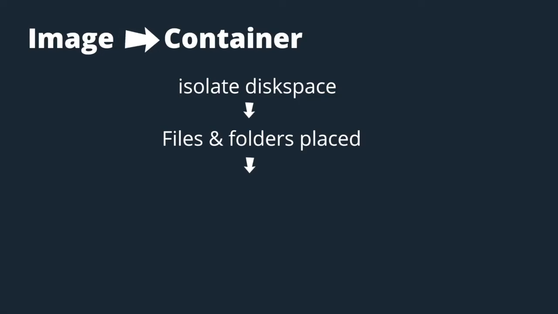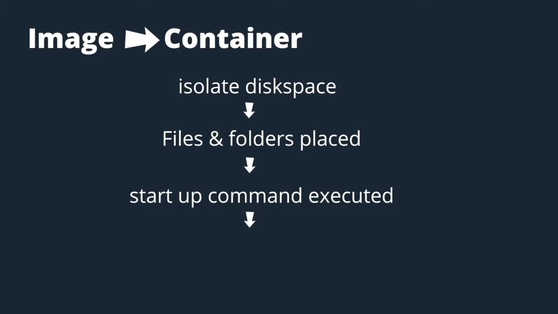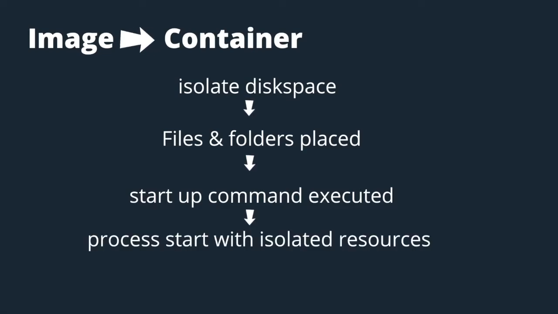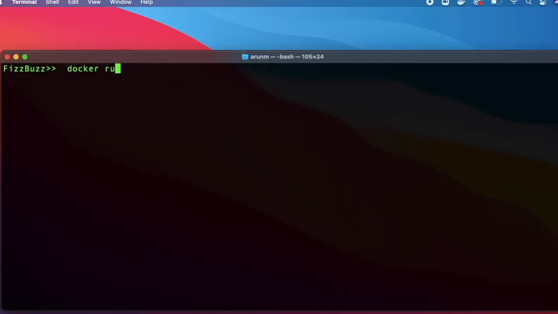Here is what happens behind the scenes when we take an image and turn it into a container. First, the kernel in the OS is going to isolate a little section of the hard disk and make it available to our container. Then the files and directories from the image are taken and placed into that section of the hard disk. After that, the startup command is executed, which starts the process that is isolated into the set of resources available to the container. Thus, a container is a running process along with a subset of physical resources that are allocated to that process specifically. Now we will see it in action.